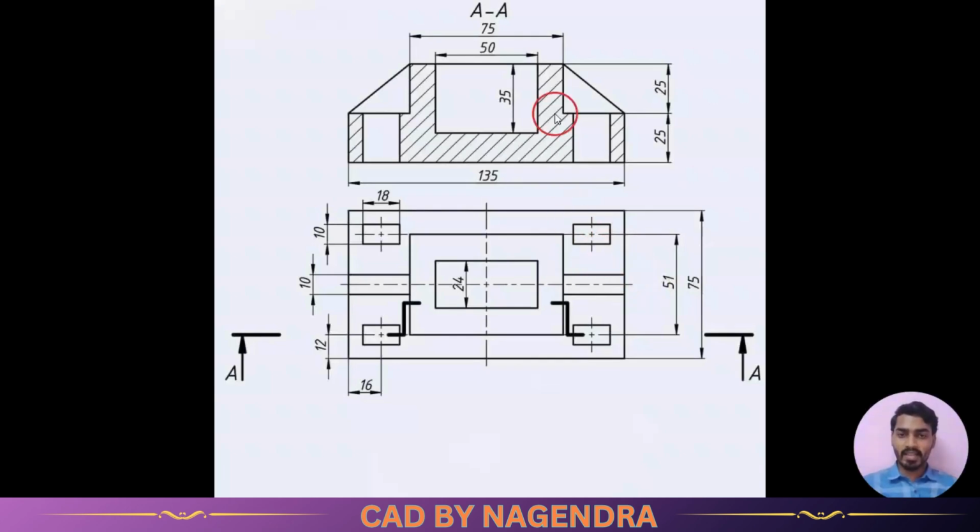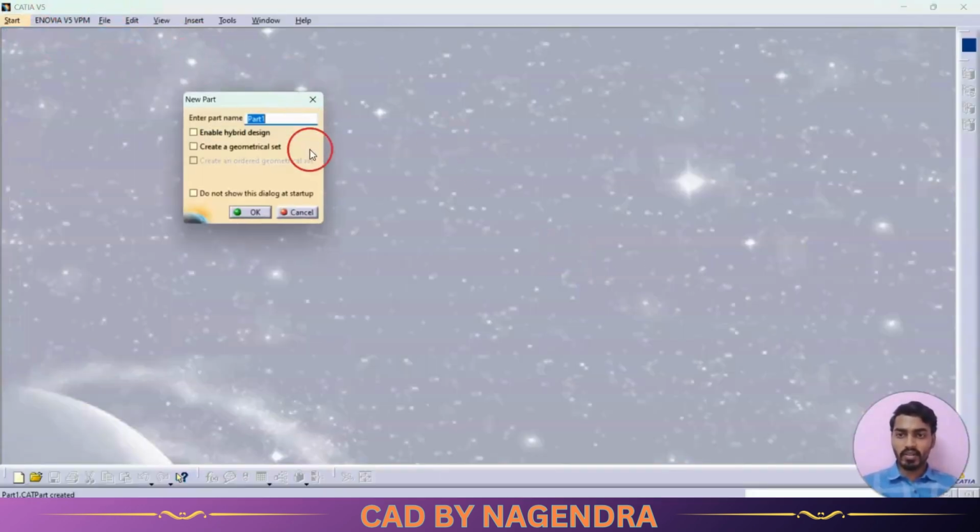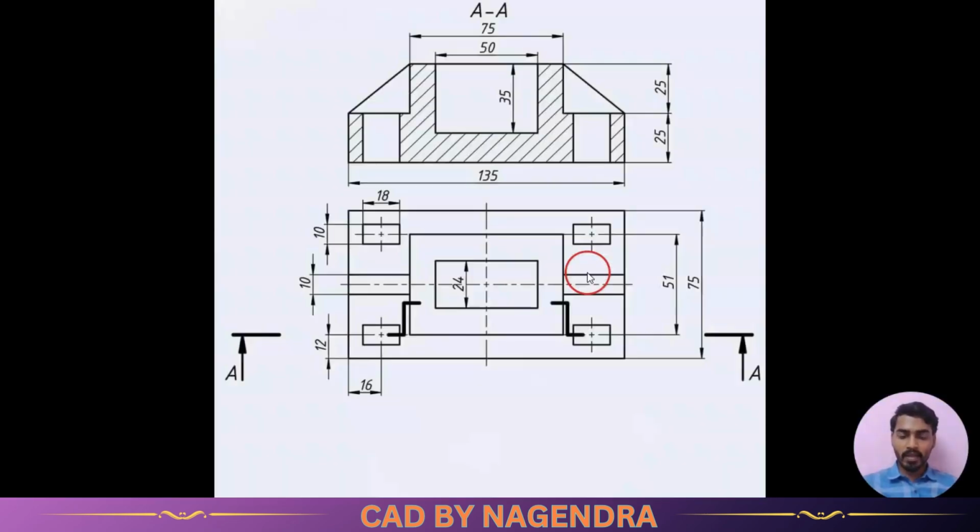Now let's create this simple part in CATIA. So let me enter into new part and say OK. Now we are having only two views. Here we are having the top view, and if we make a cut section exactly with reference to this cut section line through this shape, we are able to get this shape.